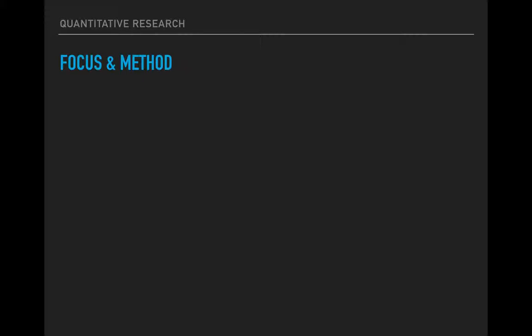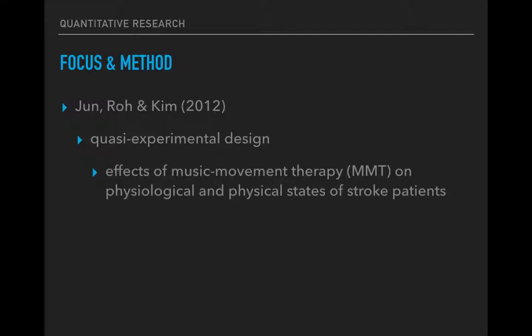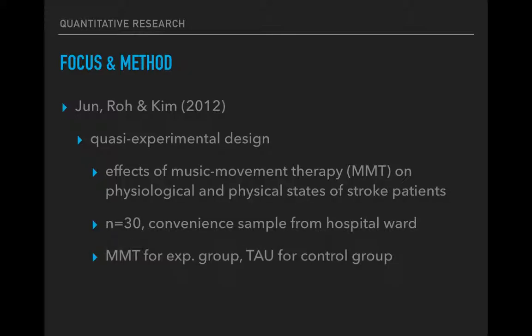Now for some quantitative studies. A 2012 Korean study by Jun, Ro, and Kim measured physiological and psychological effects of a movement-based therapy with a convenient sample of 30 patients, post-stroke on a hospital ward. A quasi-experimental design was used. 15 participants were in the experimental group and the other half in the control group. The study was outcome-based, so it was seeking increases in a physical range of movement and increase in positive mood.